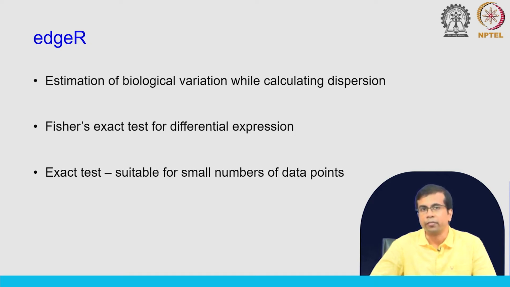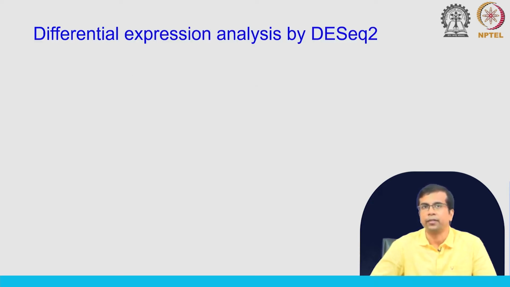So, what is the advantage of Fisher's exact test? Because it is an exact test, it can work with a very small number of data points. So, even if you are working with only 2 replicates or 3 replicates, it will give you more robust results, okay, because this is an exact test that is used. Okay. So, we have now talked about these two major tools, two most popular tools for doing differential expression analysis.